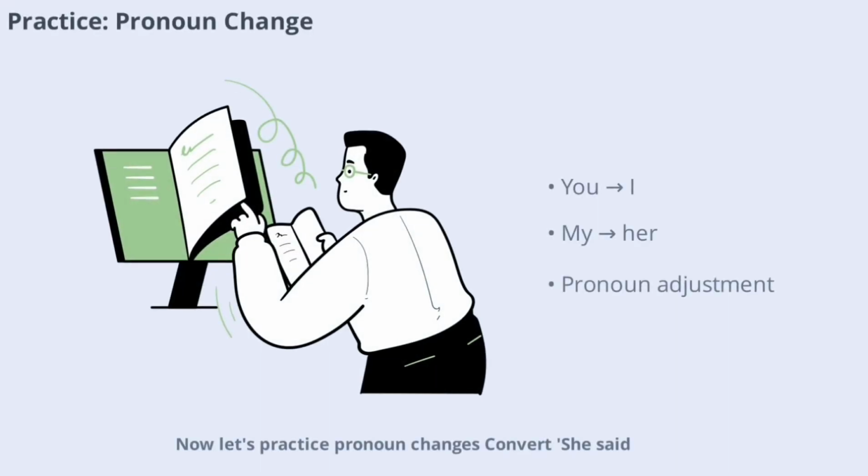Now let's practice pronoun changes. Convert "she said, 'you are my friend'" to indirect speech. The answer is "she said that I was her friend." Notice how you changes to I and my changes to her.